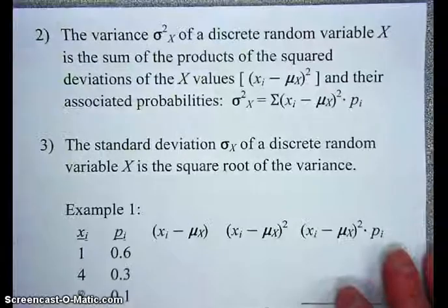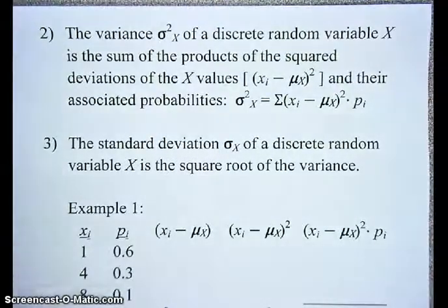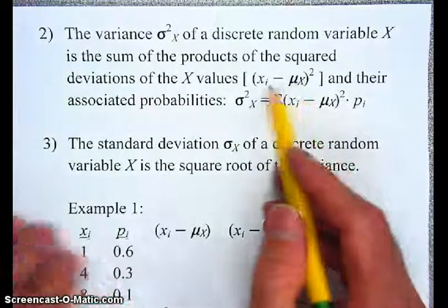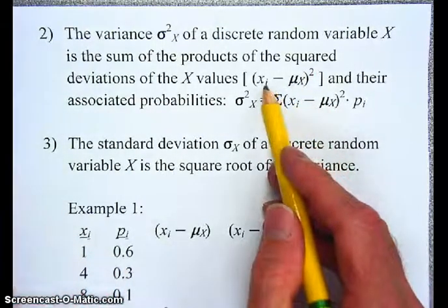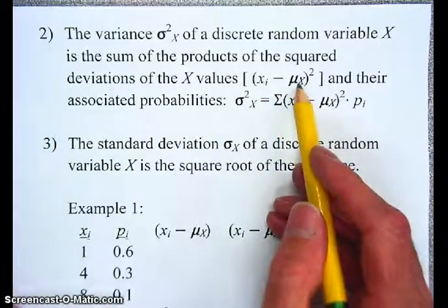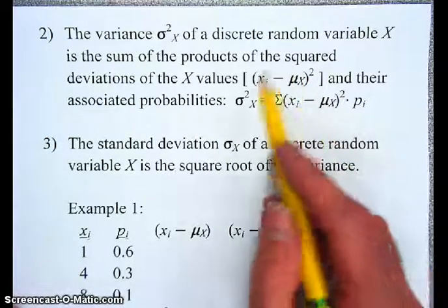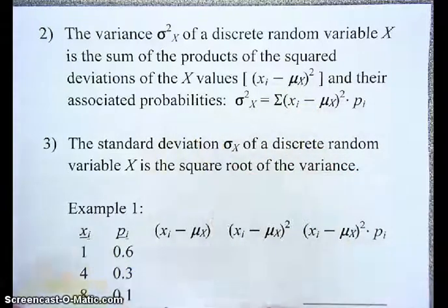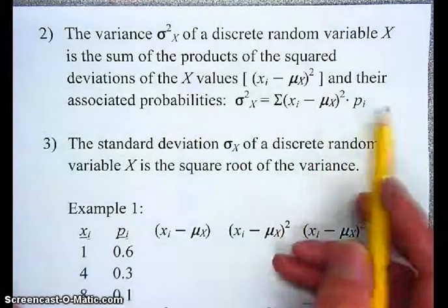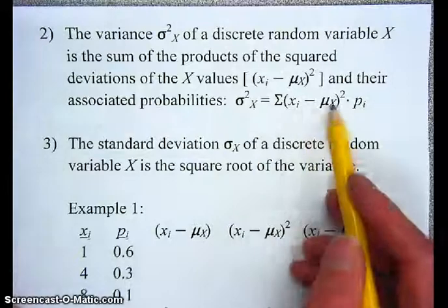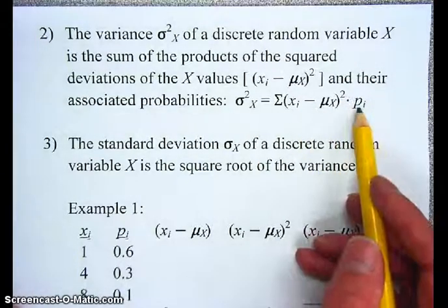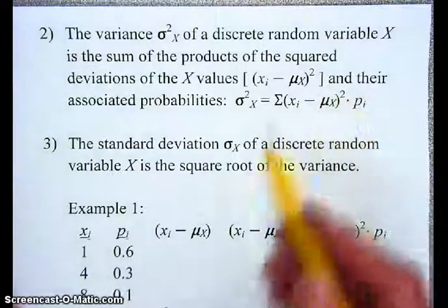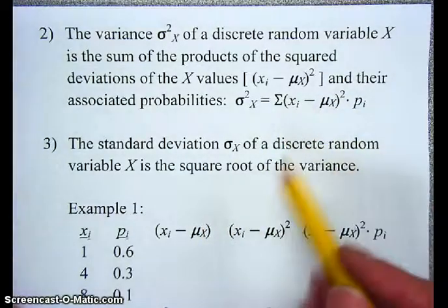The variance of a discrete random variable is more complicated. What you have to do is find the deviations from the mean for each x value. So you're going to subtract the mean from each x value, and then you're going to square those deviations. Then you're going to multiply each of the squared deviations by its associated probability, and that's going to give you this formula right here. So you see the deviations from the mean are squared, multiplied by the probabilities, and then all those products are added up.